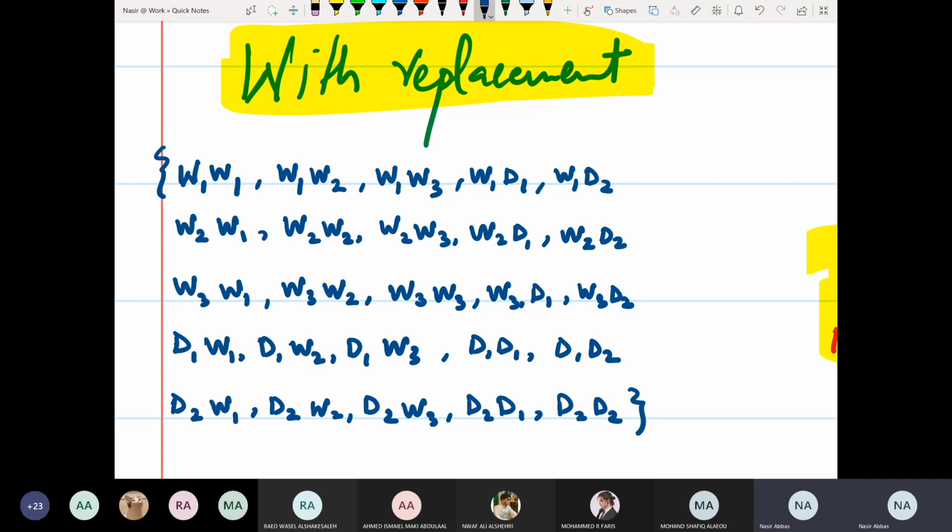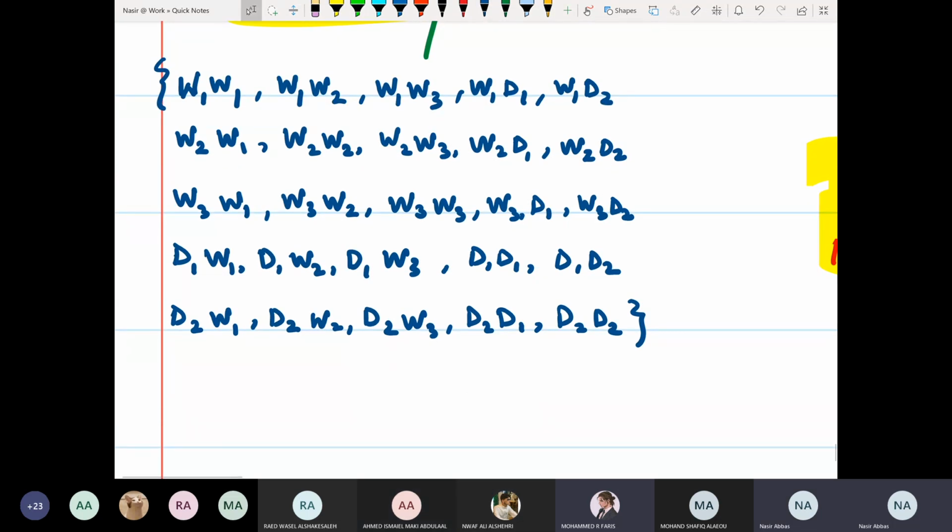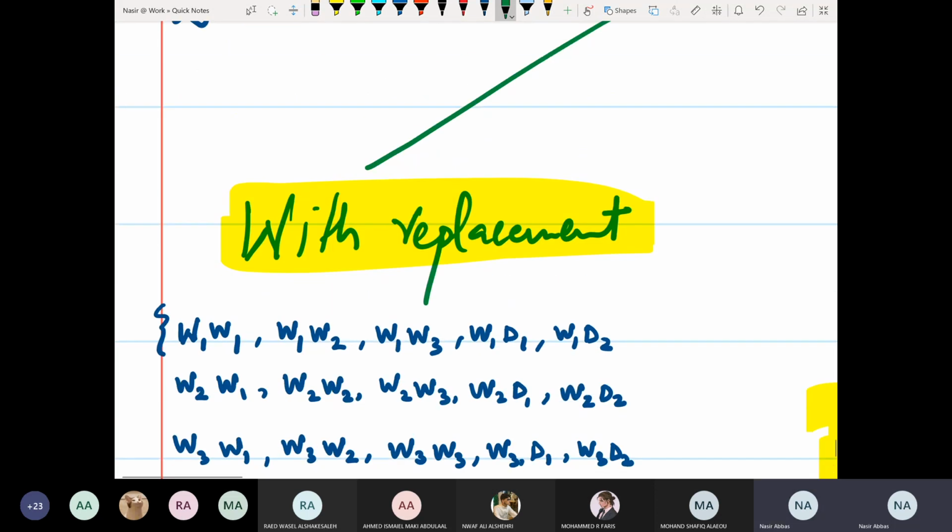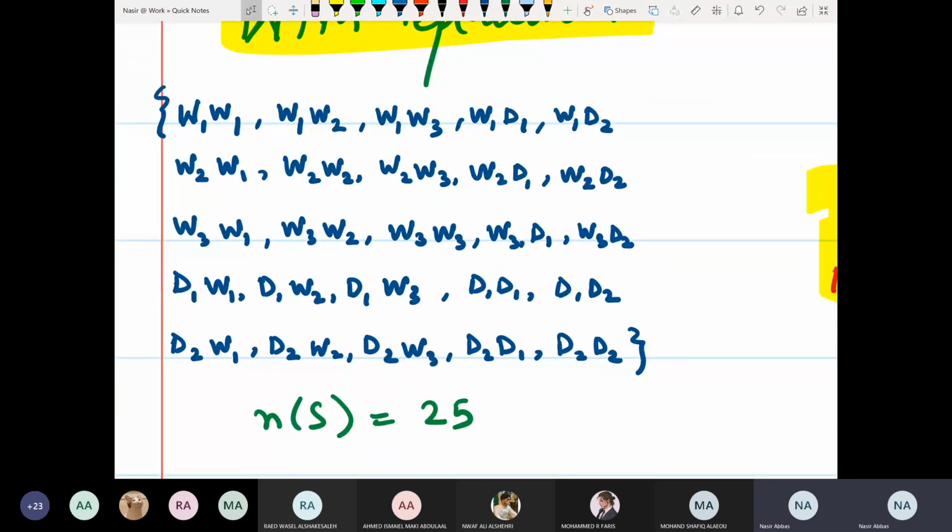This is already looking boring. And of course it is looking boring. But anyhow, this is your sample space. If you have 5 instruments in the box, 3 of them are working, 2 of them are defective, and you pick 2 with replacement, this is your sample space. How many elements are there in your sample space? 25. So now you can write that your N of S is 25, not 5. And that W1, W2, W3, D1, D2, that is not your sample space. This is your sample space, an extended sample space.